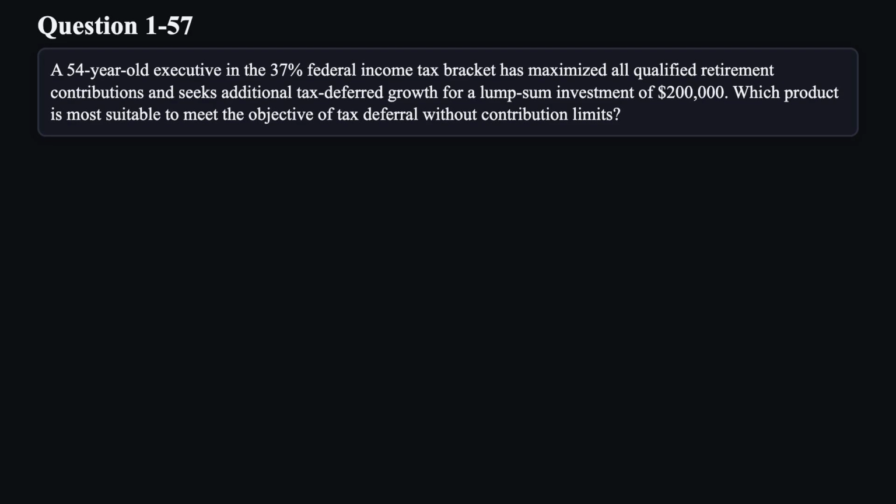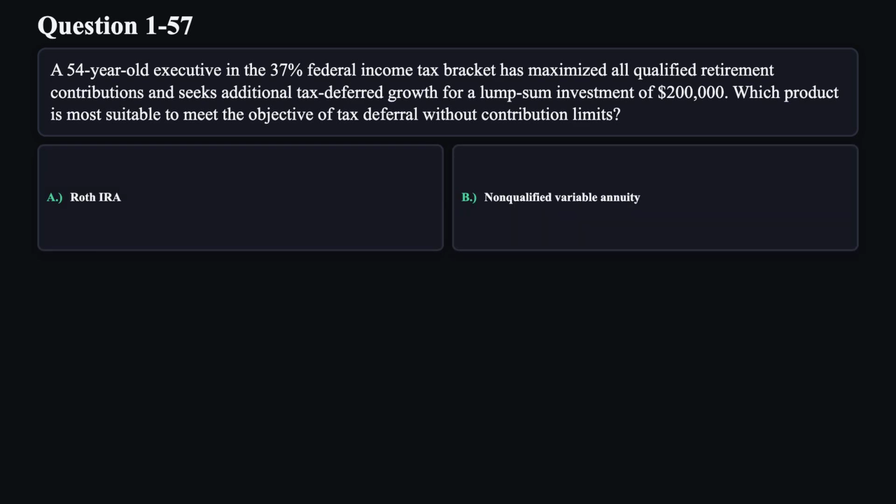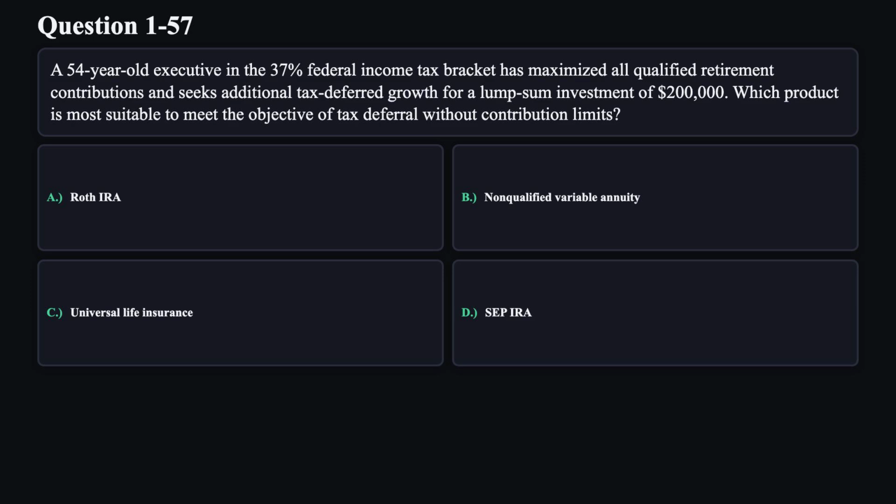Question 57. A 54-year-old executive in the 37% federal income tax bracket has maximized all qualified retirement contributions and seeks additional tax-deferred growth for a lump sum investment of $200,000. Which product is most suitable to meet the objective of tax deferral without contribution limits? A. Roth IRA. B. Non-qualified variable annuity. C. Universal life insurance. D. SEP IRA.